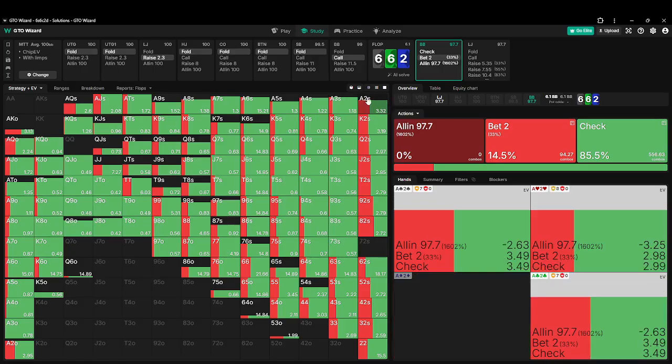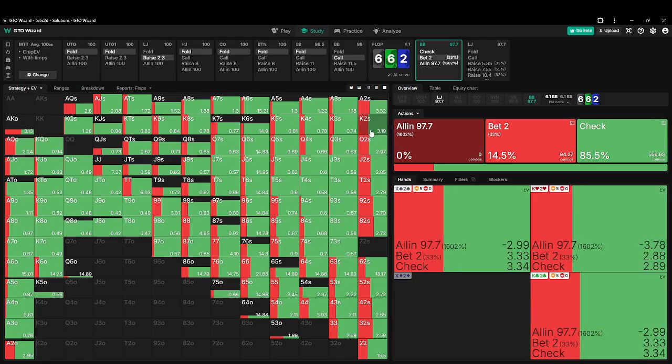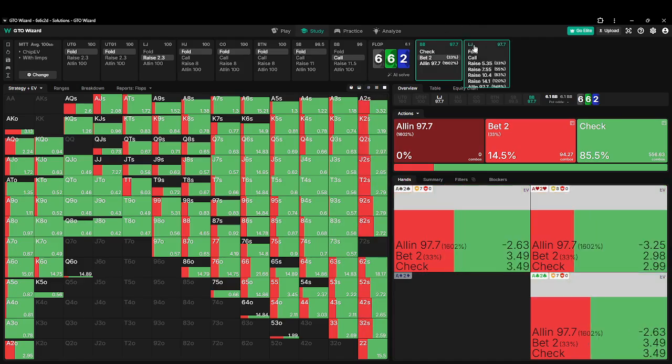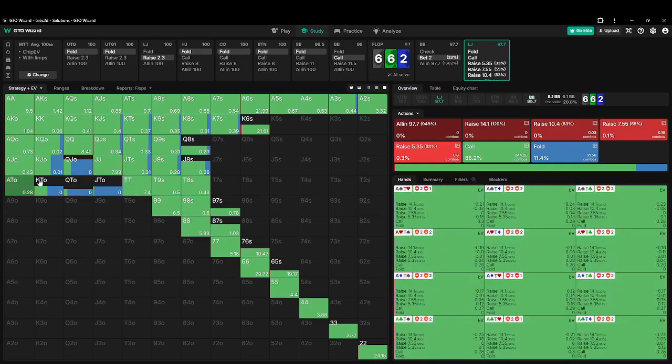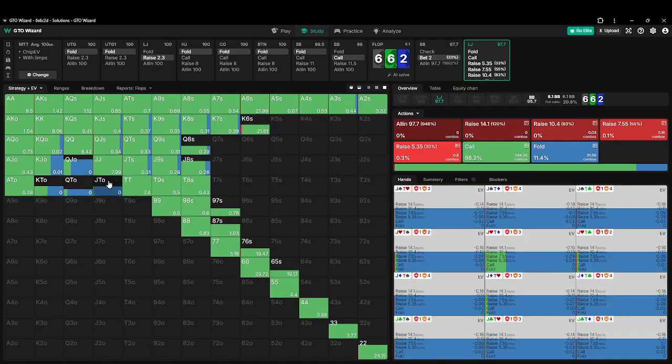Because it's a spot where you're happy to fold out some overcards that might still have some decent equity against you. If you call and they call with a wide range, you're not in that bad of a shape either with the kind of weak pair. So we're looking at the defense, and you can see it's very similar to the previous example.